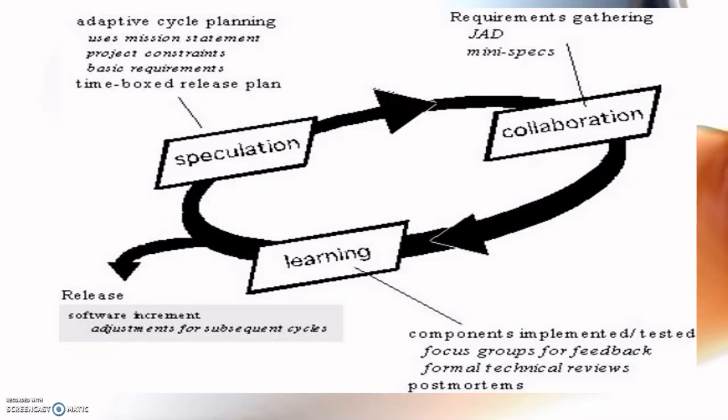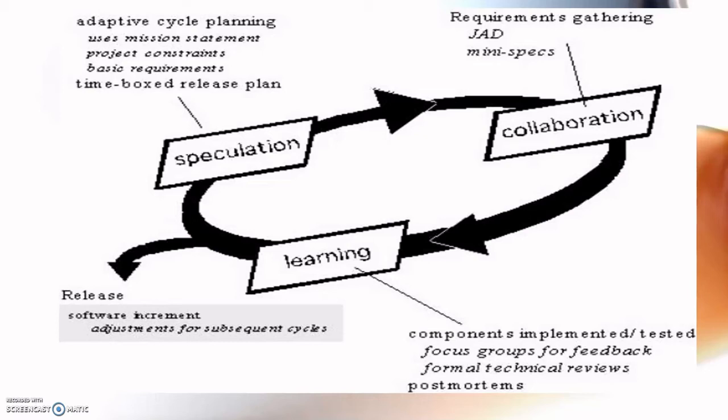So, this is the figure showing ASD. We have the first phase, known as speculation, which has adaptive cycle planning, and uses mission statement, project constraints, basic requirements, and a time-boxed release plan. We have the second phase, collaboration, where we have requirements gathering, and we have JAD, that is Joint Application Development, which is a process used to collect business requirements while developing new information systems for a company.